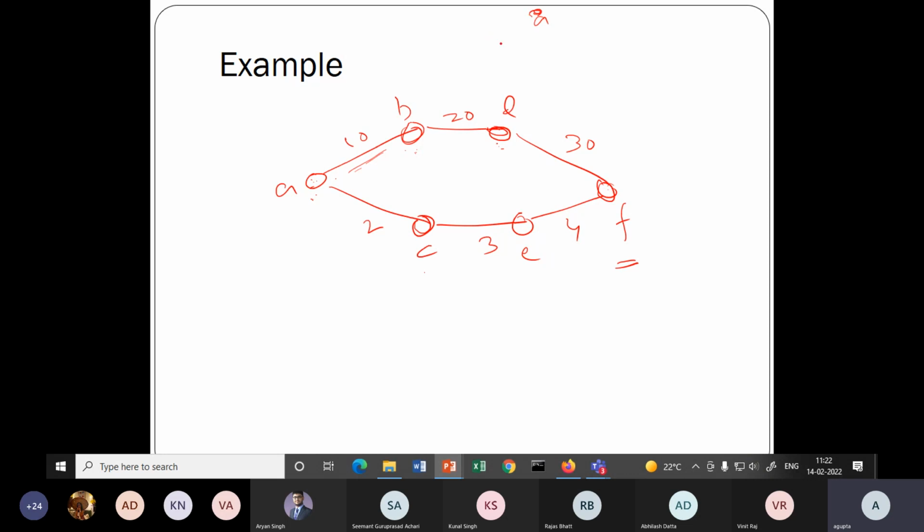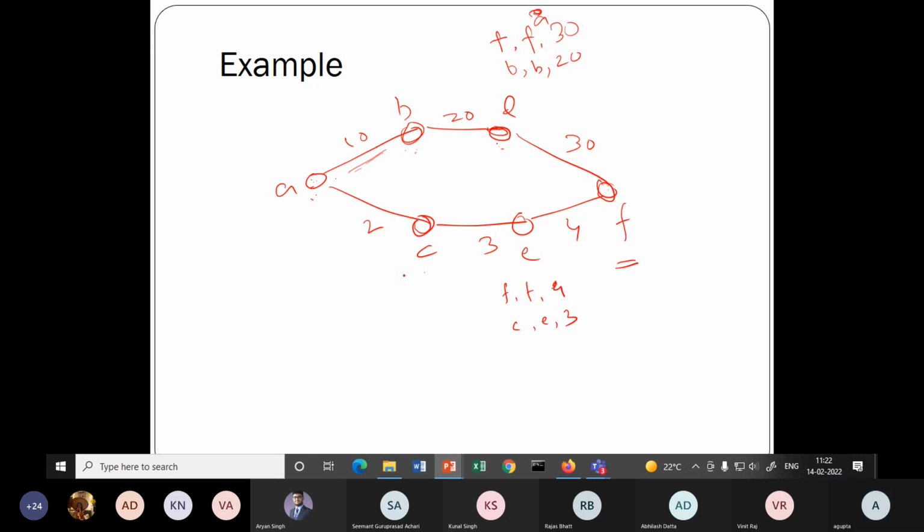So D will basically know that F is directly connected to it with a link of 30. B is directly connected to it with a link cost of 20. E will know F is directly connected to it with a cost of 4. C is directly connected to E with a cost of 3. Because F is just sending a pure hello message, basically.